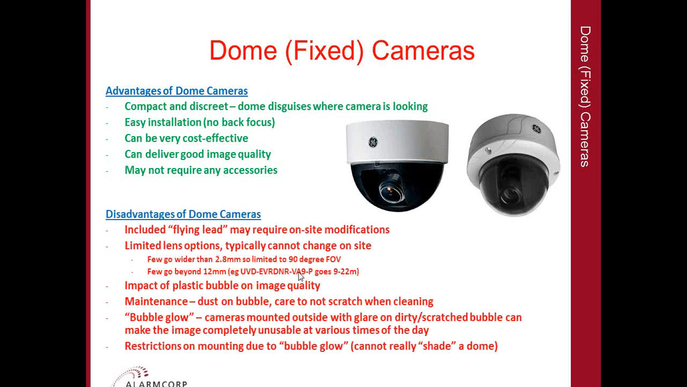However, what are some of the disadvantages of dome cameras? Typically, they are included with a flying lead, which may require on-site modifications. The lens options are somewhat limited, and you typically cannot change on site. There are few domes that go wider than 2.8 millimeters, so the maximum you will typically get with a dome is 90 degrees field of view. So if you need a wider field of view, you almost certainly won't be able to do that with a dome.